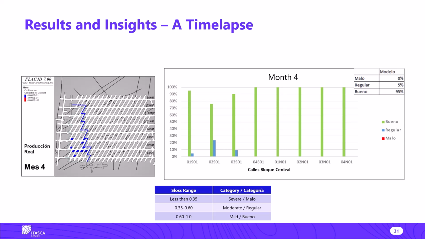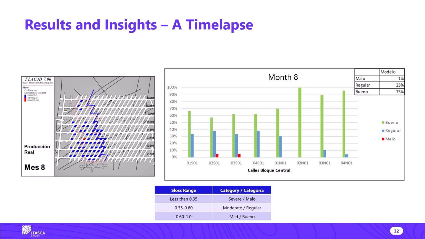The first one is month number 4. If we look at month number 8, there's no field information either, but after 8 months there's a significant number of drift segments in moderate condition in the model already.